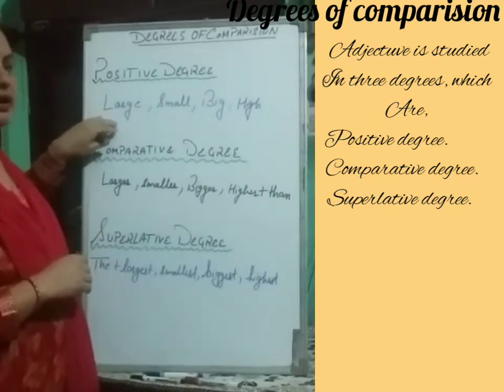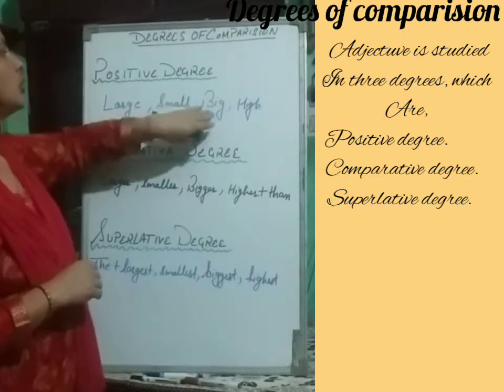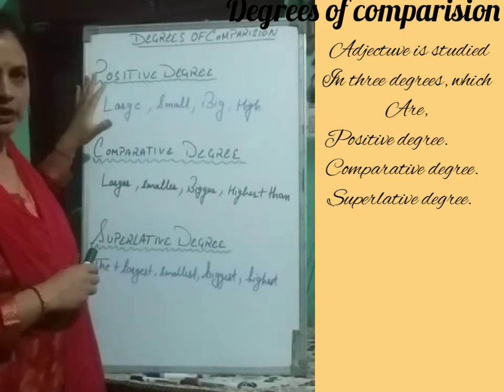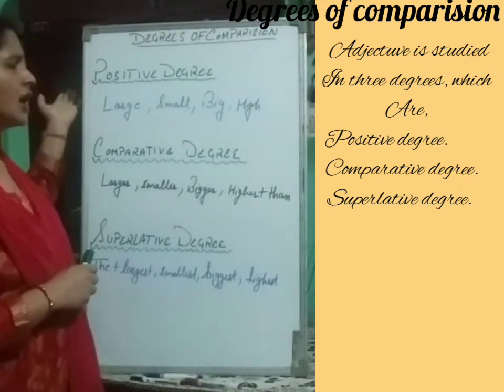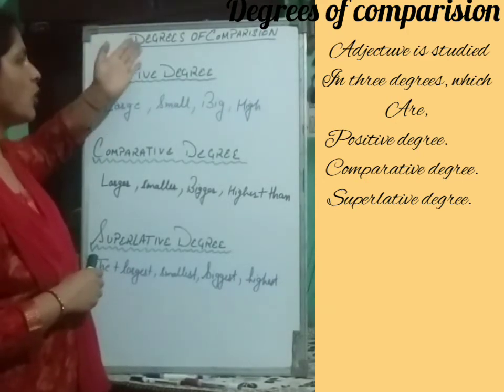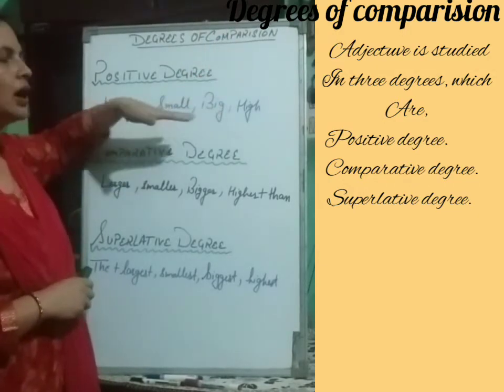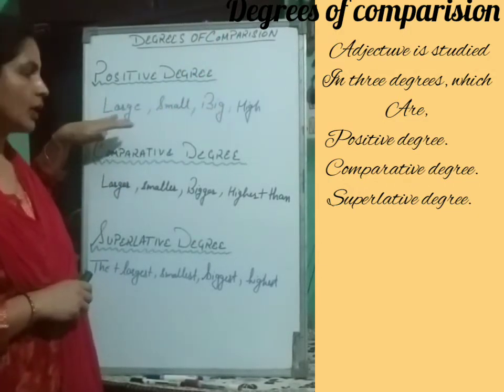Now examples are here: large, small, big, high. So what are these? These are adjectives. We can say a large building, a small box, a big building, a high mountain. So we are qualifying the nouns here.